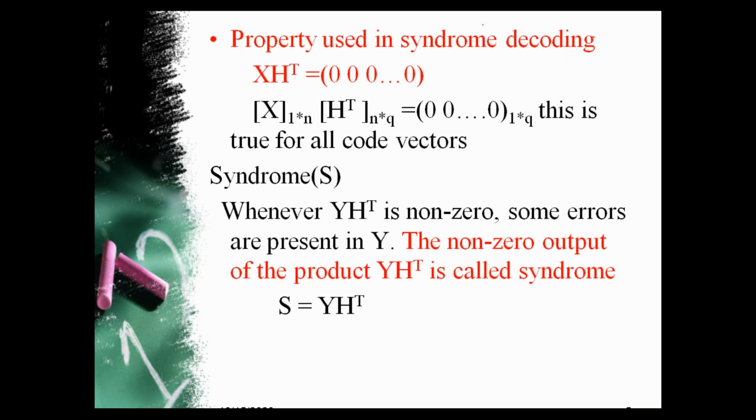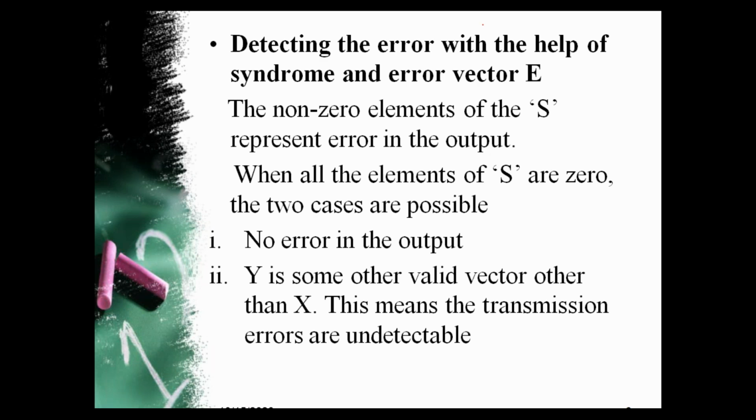That is two points. One is the property X into H transpose equal to 0, which we make use of for decoding, that is, detection and correction at the receiver end. X into H transpose equal to 0 means no error. And there are two cases when S equals 0: no error in the output, or we transmitted a particular code word, some errors occurred, and it became another valid code word. In that case also, the product Y into H transpose will be 0.